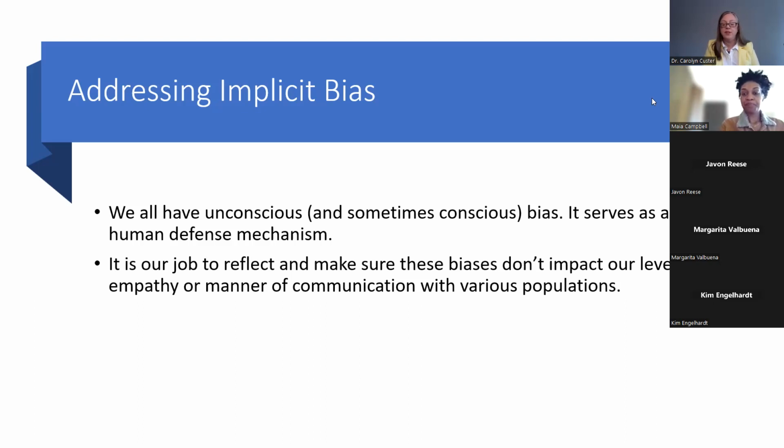And it used to serve as a human defense mechanism when we were hunting and gathering, and staying with your tribe kept you alive, and people that look different were the enemy, right? So it's our job to understand how we were brought up, what we understand about the world, and if we have any biases towards other populations or other people, and address those. And this is something that we're all working on as a nation, and hopefully you'll have more training on this in your own organization.